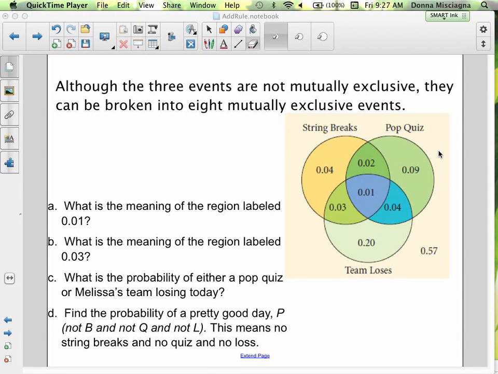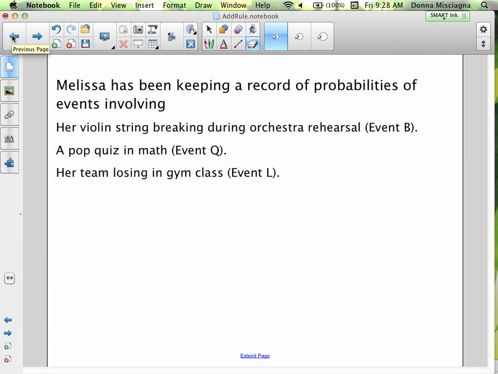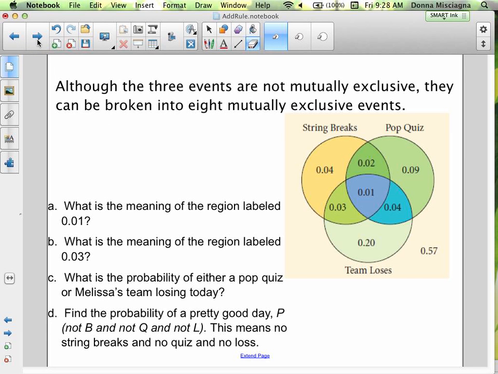All right, so although we have three events here that are not mutually exclusive, actually, let me read the question here, back here. Melissa has been keeping a record of probabilities of events involving her violin string breaking during orchestra rehearsal. We'll call that event B. A pop quiz in math, event Q. Her team losing in gym class, event L. Although these three events are not mutually exclusive, they can be broken into 8 mutually exclusive events. So we're going to answer some questions that are in your notes about this particular Venn diagram.